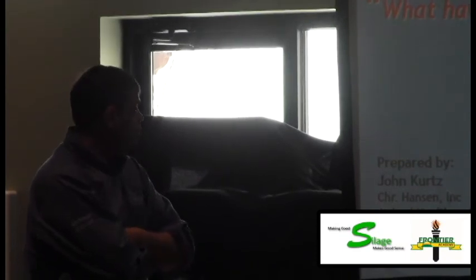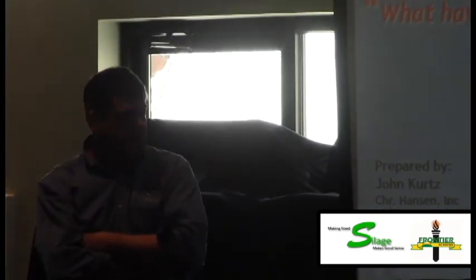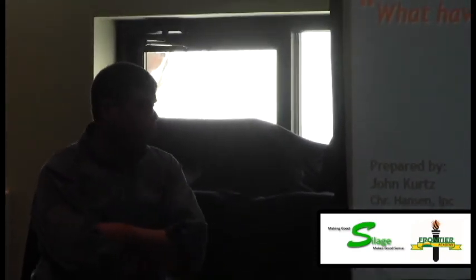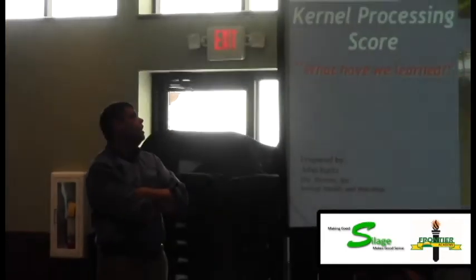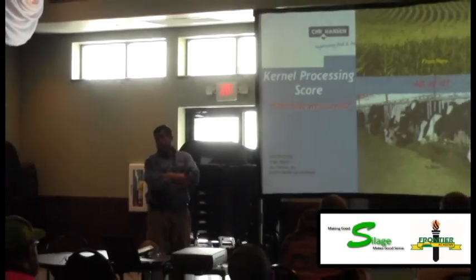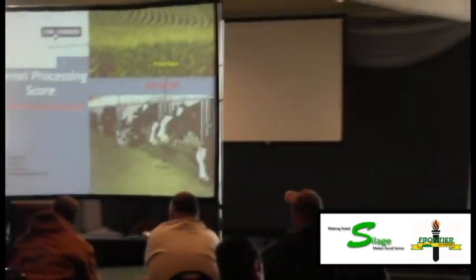So John basically developed that whole sales strategy across the country, and in the process of supporting the sale and proving the product works, he's got over 475 kernel processing score sets in his data set, and well over 100 to 125 bunker silo densities. And each bunker silo density check we do is 6 cores. So, boy, is his arms tired.